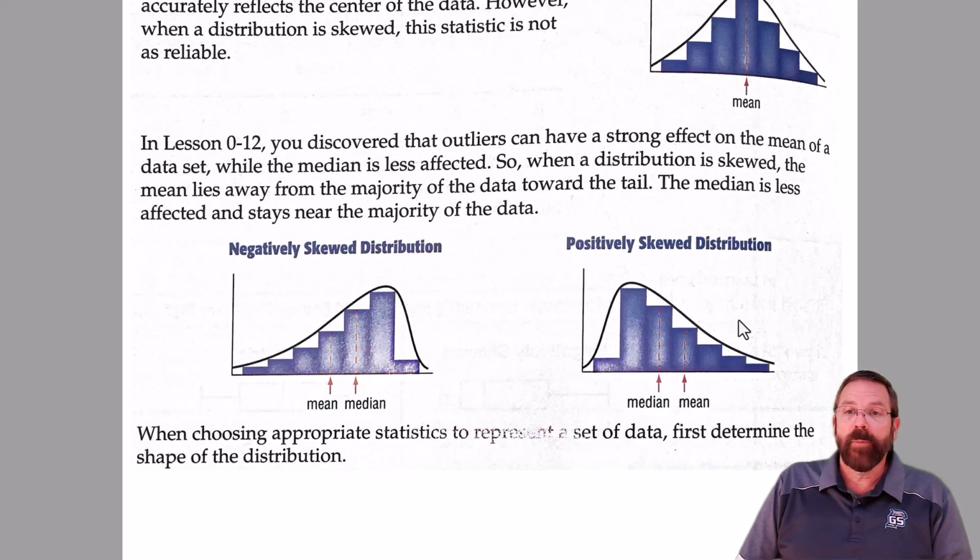Likewise, if we have a positively skewed, the median's going to be the middle data value, but because you have all these numbers over here to the right, the mean got pulled off to the right as well.